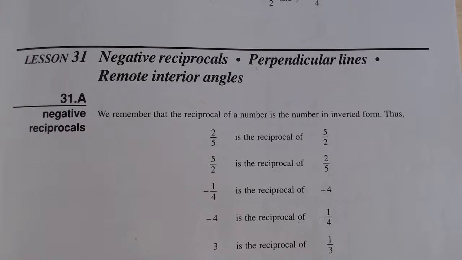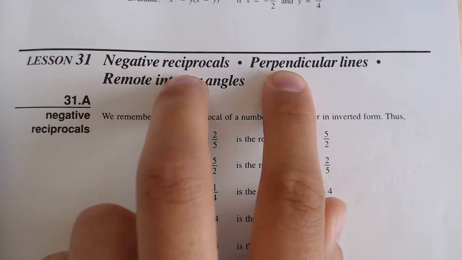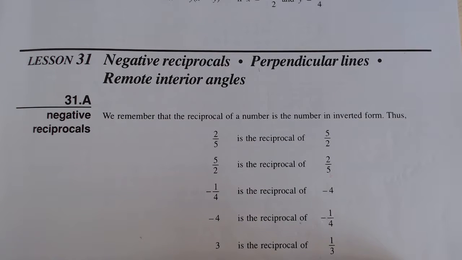Algebra 2, Lesson 31: negative reciprocals, perpendicular lines, and remote interior angles. We're just going to focus on the first two, negative reciprocals and finding the equations of perpendicular lines. Remote interior angles is another geometry fact. It's something that we learn in class, it's not that difficult, and you can get by without knowing it anyway.